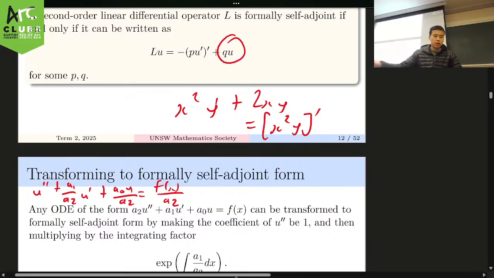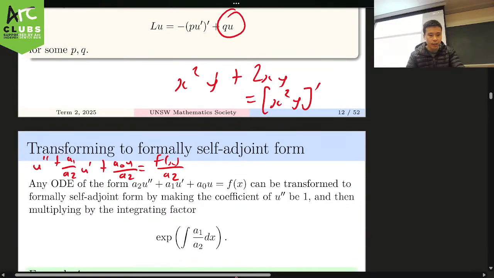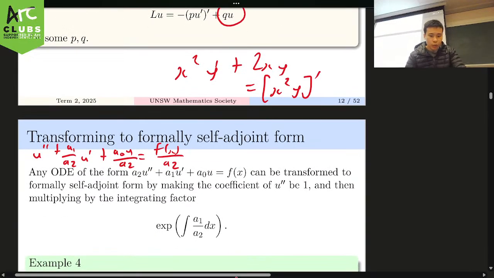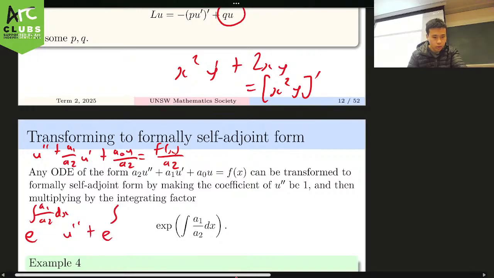We're going to use an integrating factor here. So why do that? Because we can actually see... Okay, I'll just use this form: e to the integral of A1 on A2 dx, times u double dash.